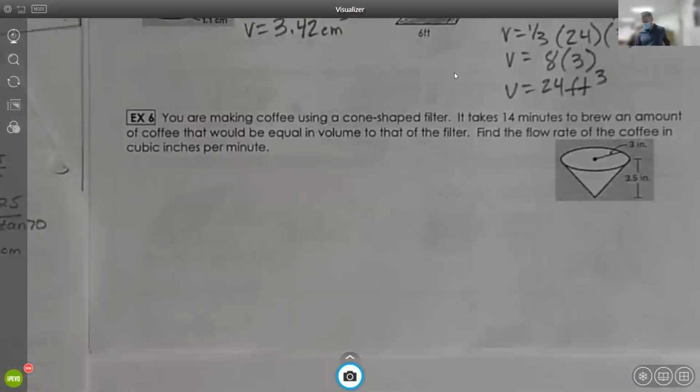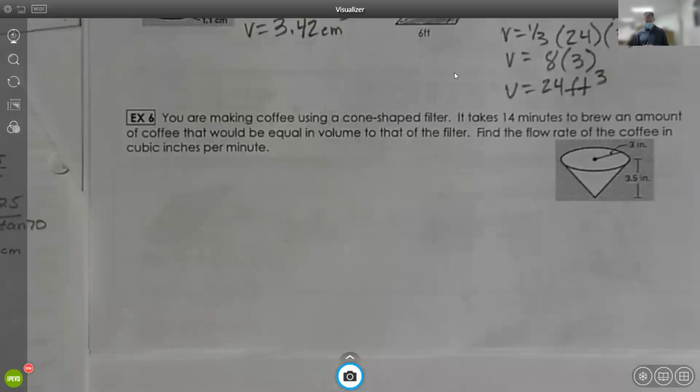So we're making coffee apparently using a cone-shaped filter. It takes 14 minutes to brew an amount of coffee that would be equal to the volume of the filter. So we're going to take the filter and we are going to essentially drain out that filter. Find the flow rate in cubic inches per minute.